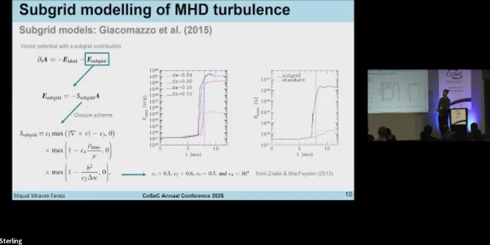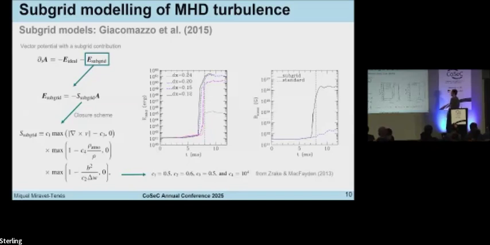Here there are some examples of applications of subgrid models to actual BNS simulations. For example, here from 2015, these people came up with an additional term for the induction equation for the vector potential. You can see that they come up with this term, which is made of several coefficients that have been obtained from phenomenological arguments, I believe.